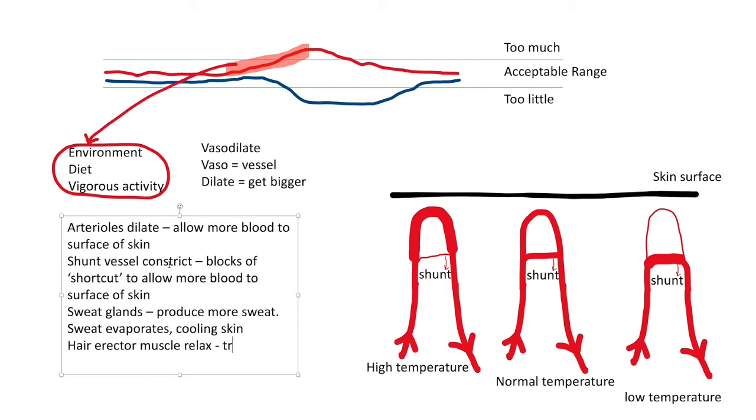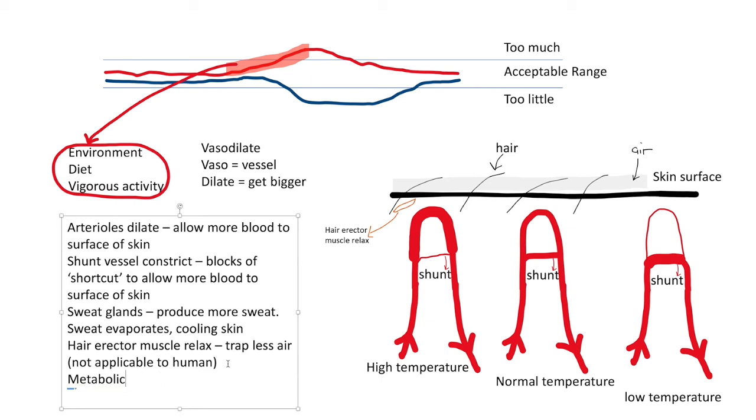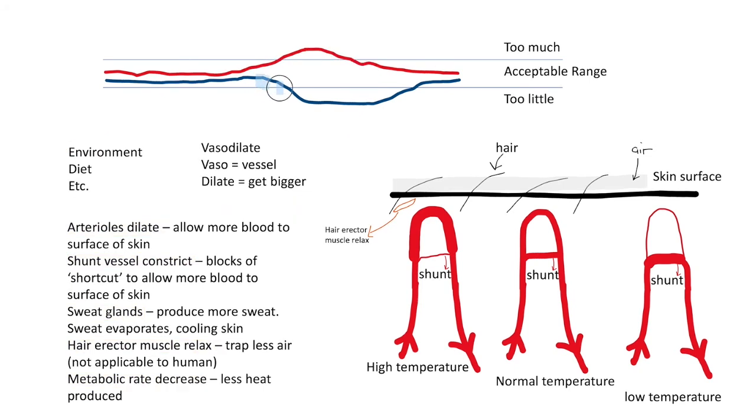The hair erector muscles will relax so as to trap less air on the surface of the skin. As air is a poor conductor of heat, it helps to insulate the heat. And of course, when less air is trapped, less heat insulation occurs. This is not very effective in humans as we don't have much hair on the surface of our skin, perhaps more in furry animals. Metabolic rate also decreases because metabolism generates heat, and all these corrective mechanisms will cause blood temperature to decrease back to the normal set range.